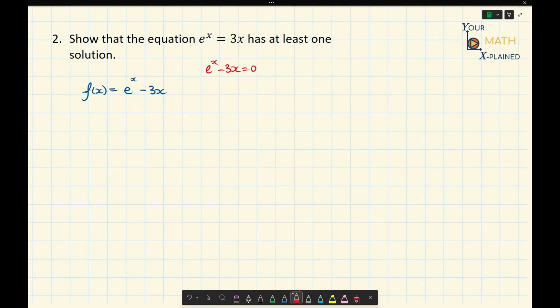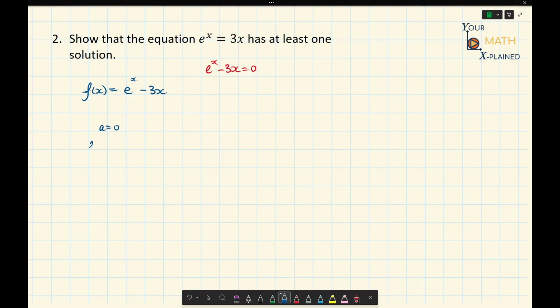So following what we did in the last example, to show that there is a solution, we need to find one x value that is going to make our function positive and another x value that is going to make our function negative. So even though we're not given the interval this time, we can do a little bit of guess and checking to find one positive value and one negative value. So let's start by checking a is equal to 0.